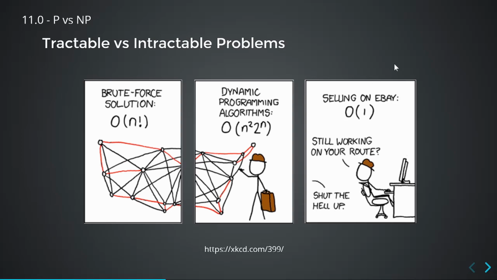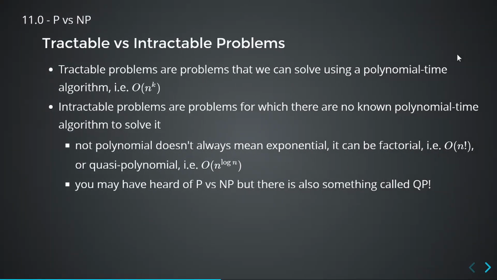Okay, so we know that polynomial time is good. We call these guys tractable. Then we have the intractable guys. These are problems for which you don't know if you can do it in polynomial time. There's no such polynomial time algorithm to solve it. I just want to point out that not polynomial doesn't always mean exponential. It can be factorial, which is worse. It can also be quasi-polynomial. Hope you remember seeing this like in week 1 or week 2, if you have n to the power log n.